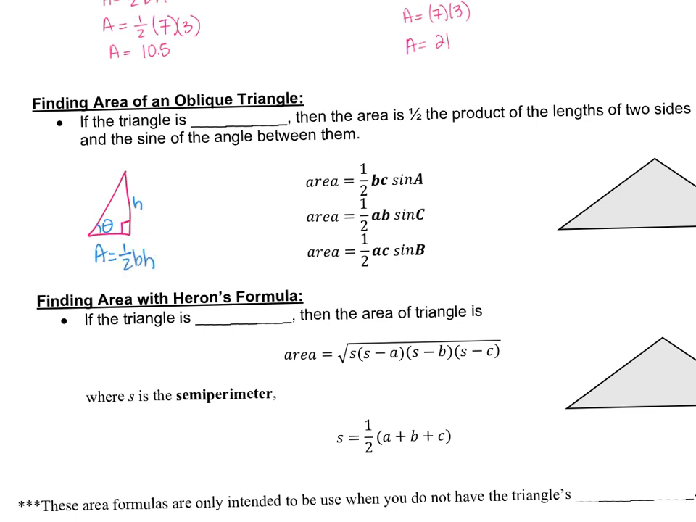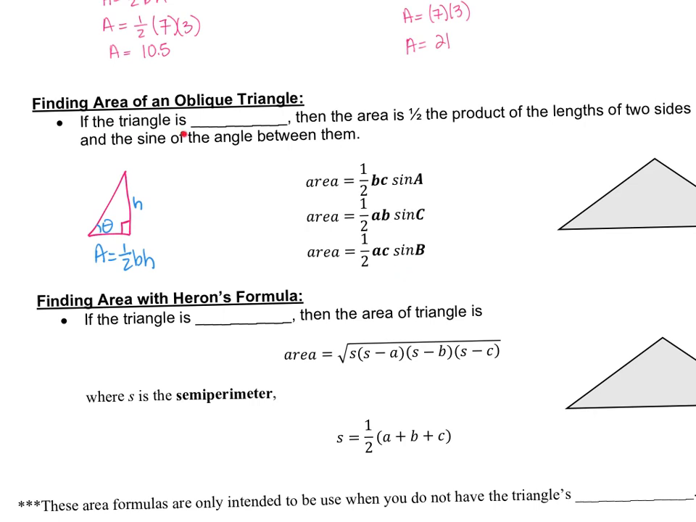But if you're only given the sides of an oblique triangle, you still have to go find the height, and that makes it a tiny bit difficult. But no worry, someone has already derived a formula to find the area of a triangle if it is an oblique triangle. Basically, this works for any triangle in the world, even a right triangle.